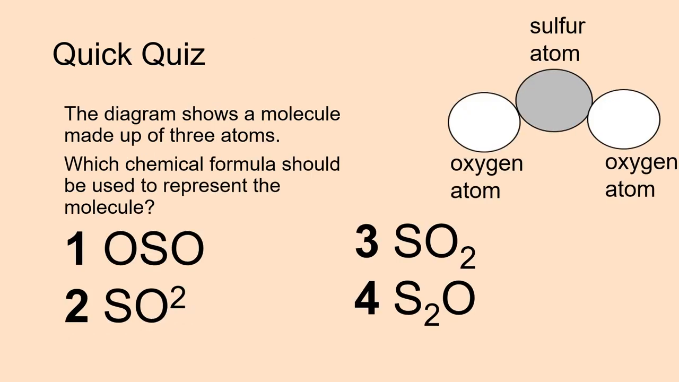The diagram on the right shows a molecule made up of 3 atoms. In your books, write down which chemical formula should be used to represent the molecule. Pause the video while you do this. Here is the answer. SO2. It doesn't matter which order the atoms are bonded together, we group them like this to make the formula easier to write.